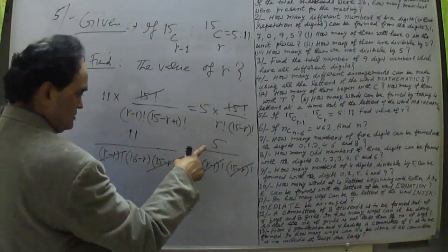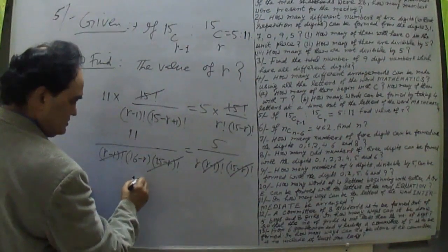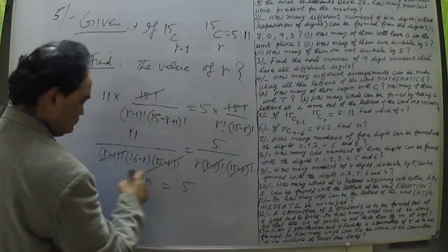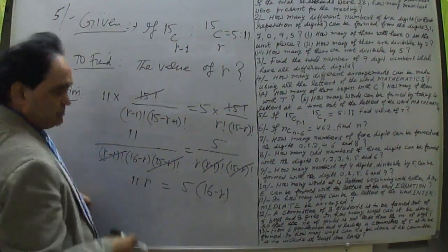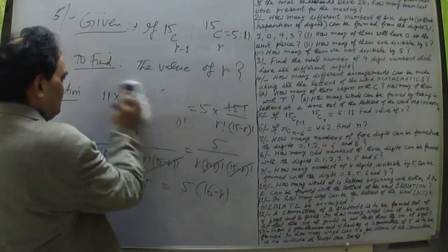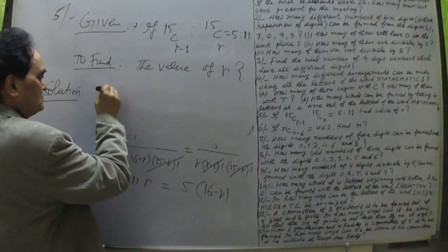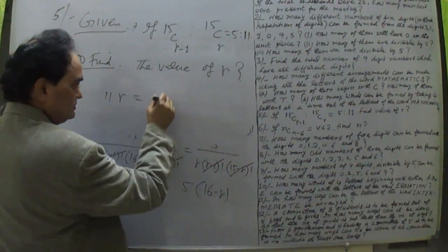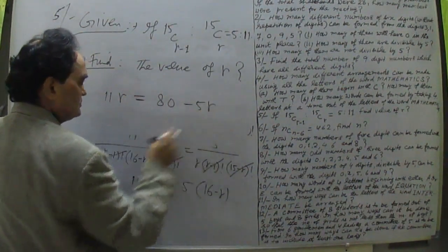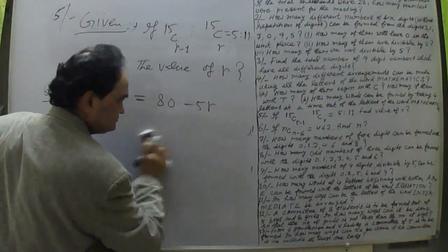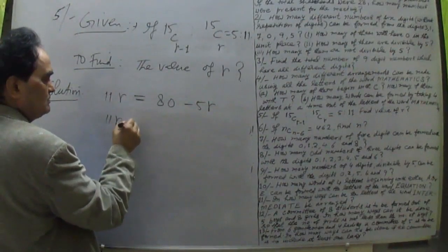So what is there? This is R into 11, cross multiplication, 11R. This is 11R is equal to 5 into 16 minus R. Okay, let us solve it and find the value of R. So 11R is equal to 5 into 16 is 80, minus 5R. Now take 5R to this side. It will give us 11 plus 5R.